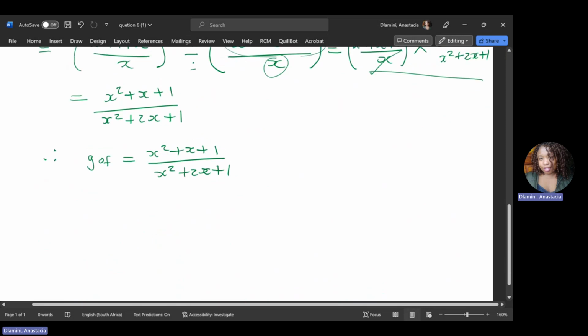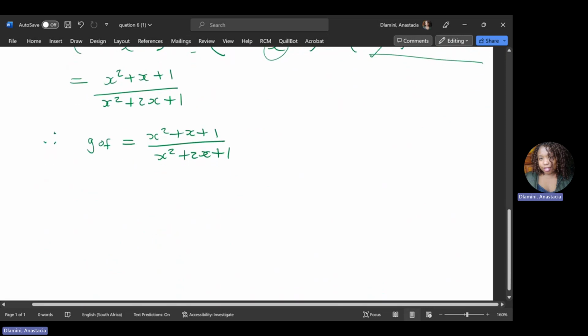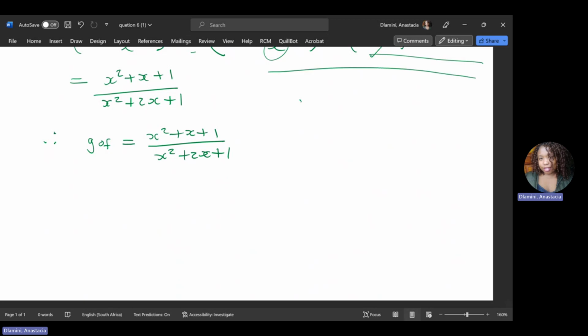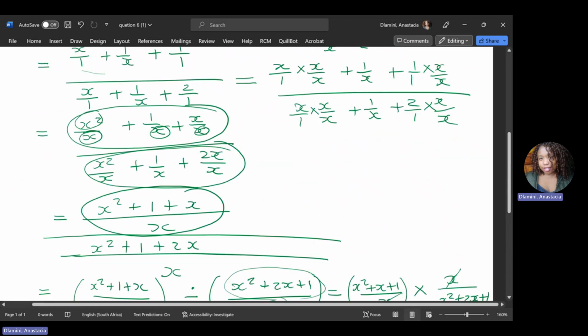Now, to find the domain of the composite function, we first find the domain of the expression of the composite function and the domain of the inner function. In this case, remember, the composite function that we are asked to find looks like this. Meaning that the inner function is what? Is f of x. So we have to find the domain of the inner function.